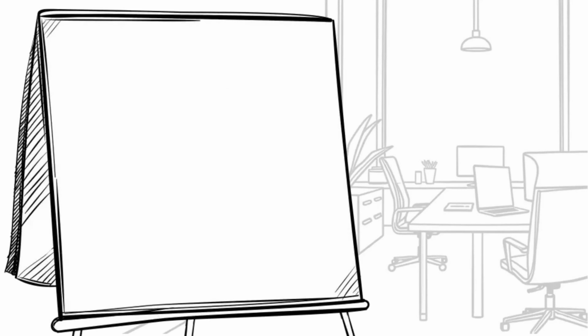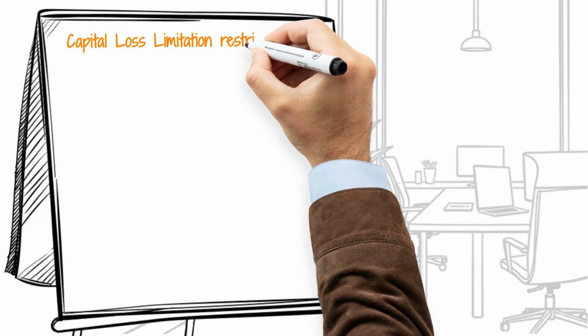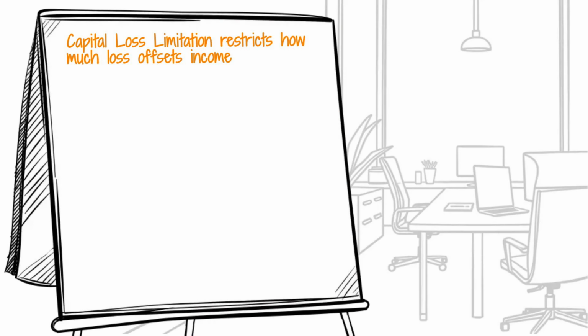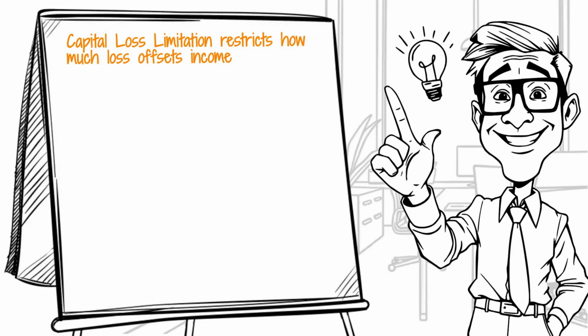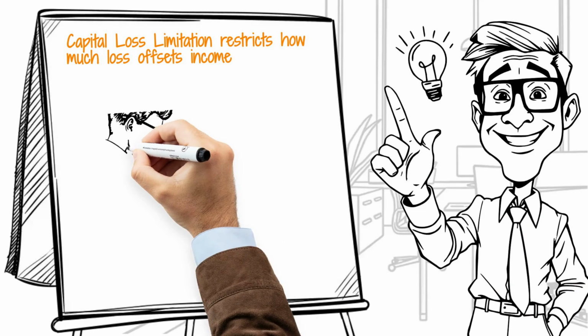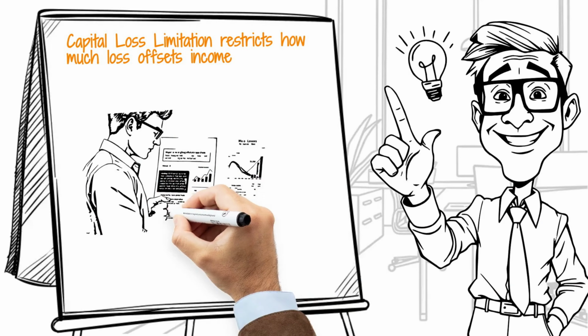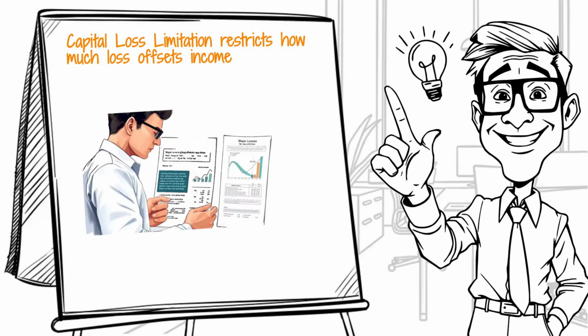What happens if you have a terrible year in the market and your total losses are much larger than your gains? This is where the capital loss limitation comes into play. The IRS only allows you to use up to $3,000 of net capital losses, or $1,500 if married filing separately, to offset your ordinary income like your salary or wages.